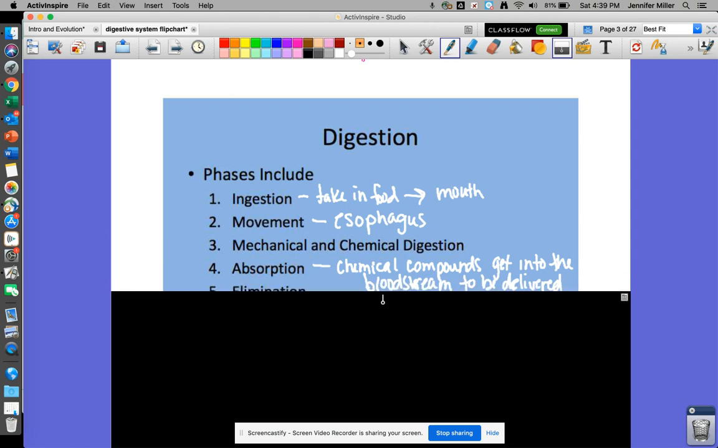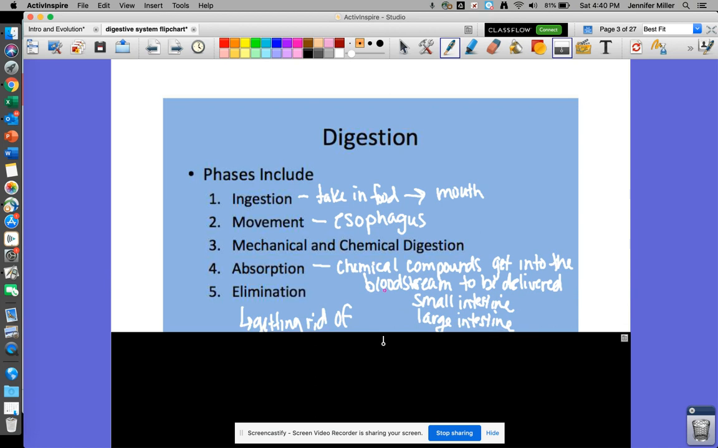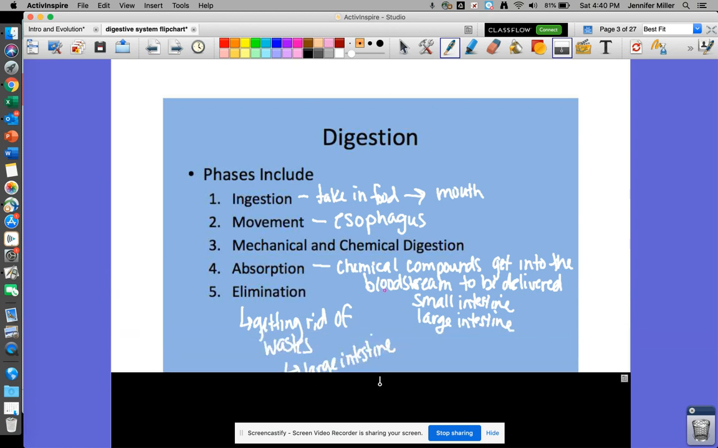Absorption, this is what mainly goes on in the small intestine. It's where the food gets broken down in smaller components and those get delivered to the bloodstream. And then there's elimination, obviously. That is getting rid of wastes, usually by the large intestine.